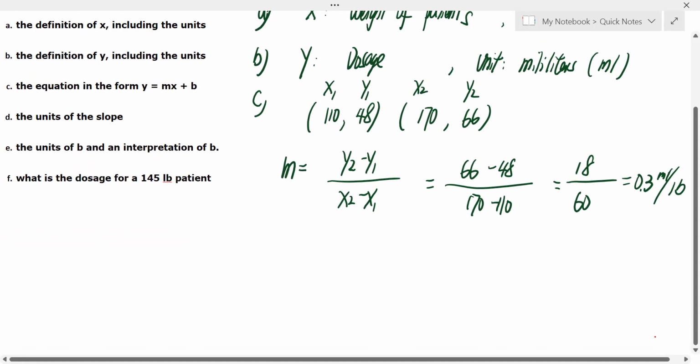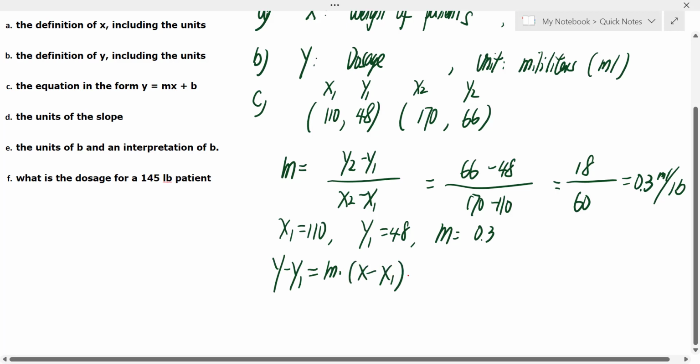Okay, so we're going to do y minus y1. So x1 is 110 pounds, y1 is 48. The slope we just calculated is 0.3. And we do y minus y1 equals slope times x minus x1, point slope form. So y minus 48 equals slope 0.3 times x minus 110.